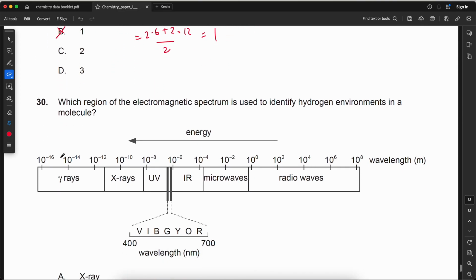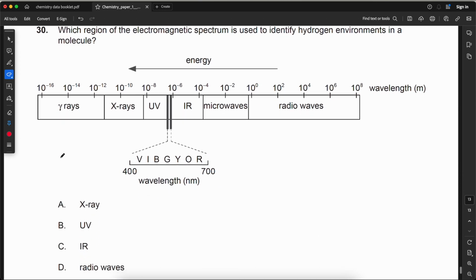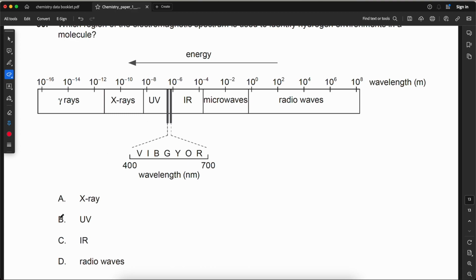Which region of the electromagnetic spectrum is used to identify hydrogen environments in a molecule? It's radio waves. Okay, so that's all for the explanation, Chemistry Paper 1 Standard Level 2020, November.